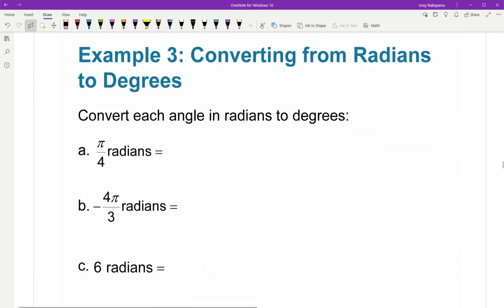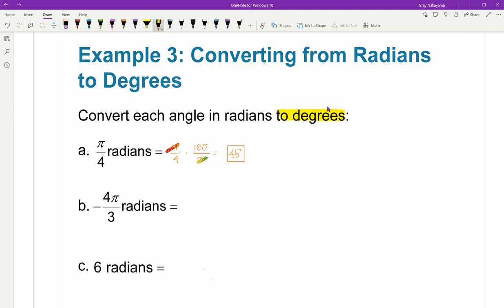All right, example 3, we're going to go the other way. And instead of going to radians, this time we're going to degrees. So I have pi over 4. I'm going to degrees, so 180 is on top and pi is on the bottom. And I hope y'all can see there that my pi's are going to cancel out. So 180 divided by 4 is equal to 45 degrees.